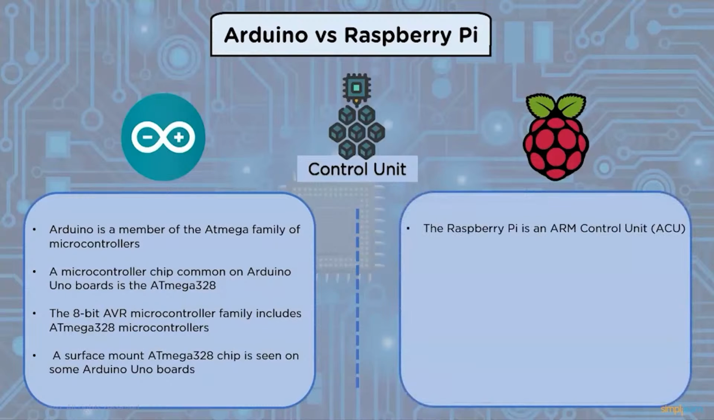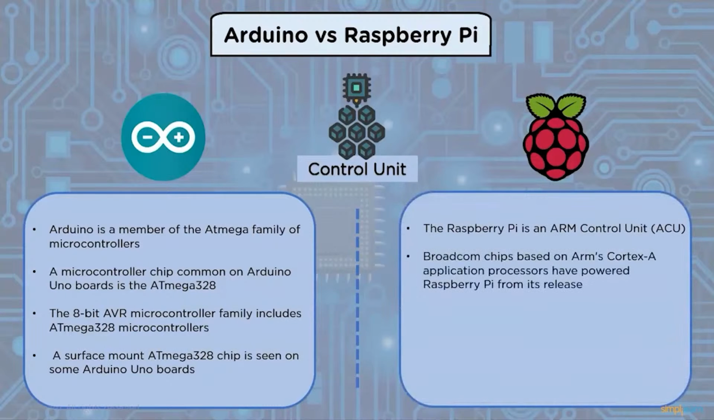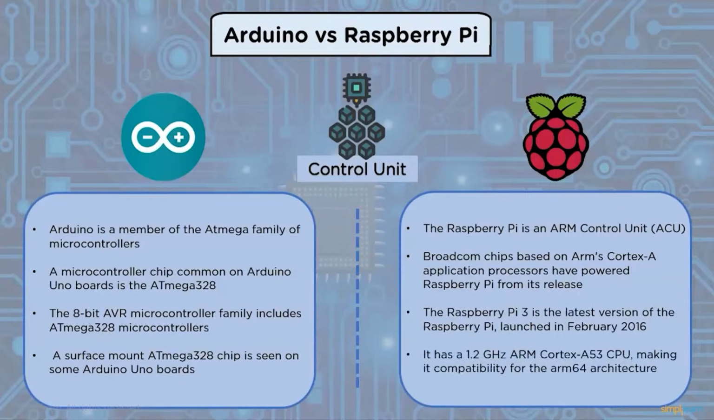The Raspberry Pi is an ARM controller unit. Broadcom chips based on ARM's Cortex-A application processor have powered Raspberry Pi from its release. The Raspberry Pi 3 is the latest version of the Raspberry Pi, launched in February 2016. It has a 1.2 GHz ARM Cortex-A53 CPU, making it compatible with the ARM64 architecture.